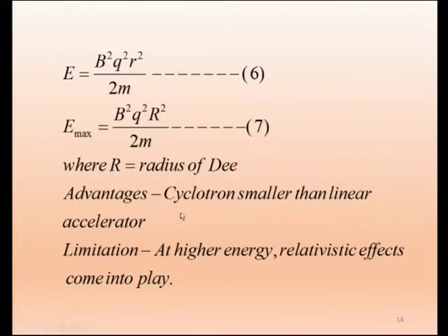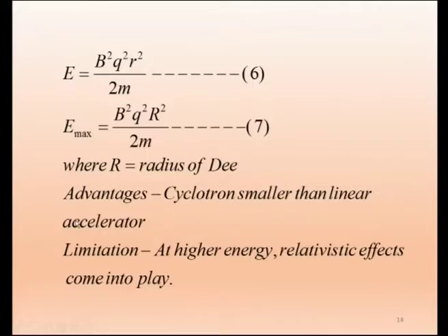Advantage: the cyclotron is smaller than a linear accelerator. In order to get the same energy, the cyclotron is able to provide it with a smaller size, because the path is spiral. Limitation: at higher energies, relativistic effects come into play. Suppose I make the radius bigger, then I get larger energy. But there is one problem coming in.